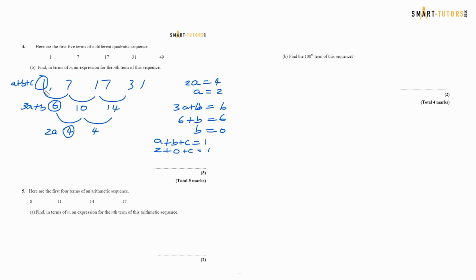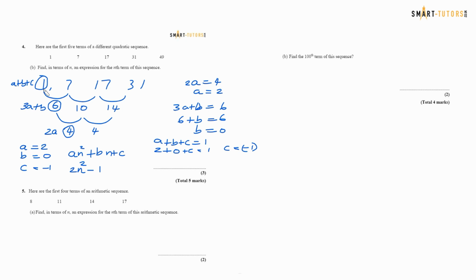If you work out that one, c equals minus 1. So we have found the answers: a is 2, b is 0, and c is minus 1. So the final answer: an squared plus bn plus c is the general format of the quadratic sequence nth term. Substituting that, it is 2n squared, b is 0, minus 1.